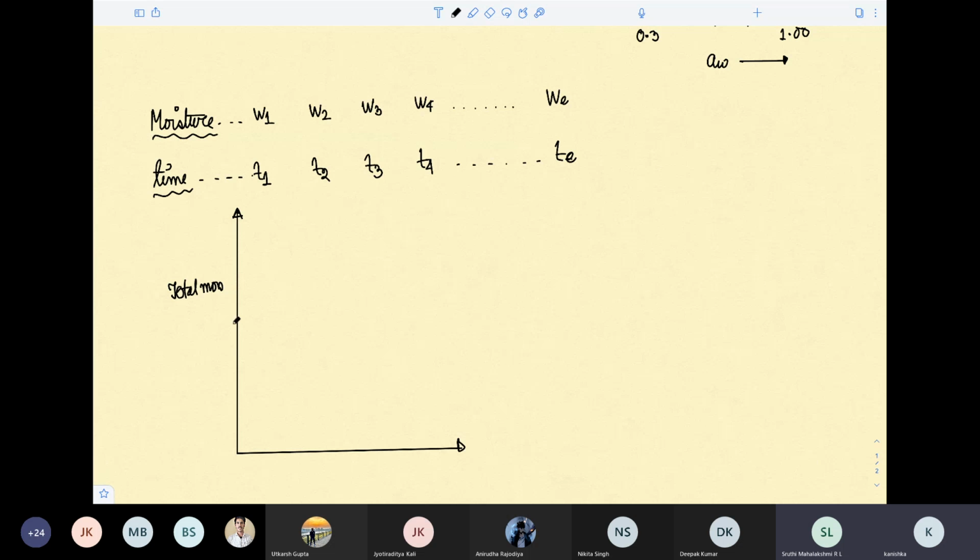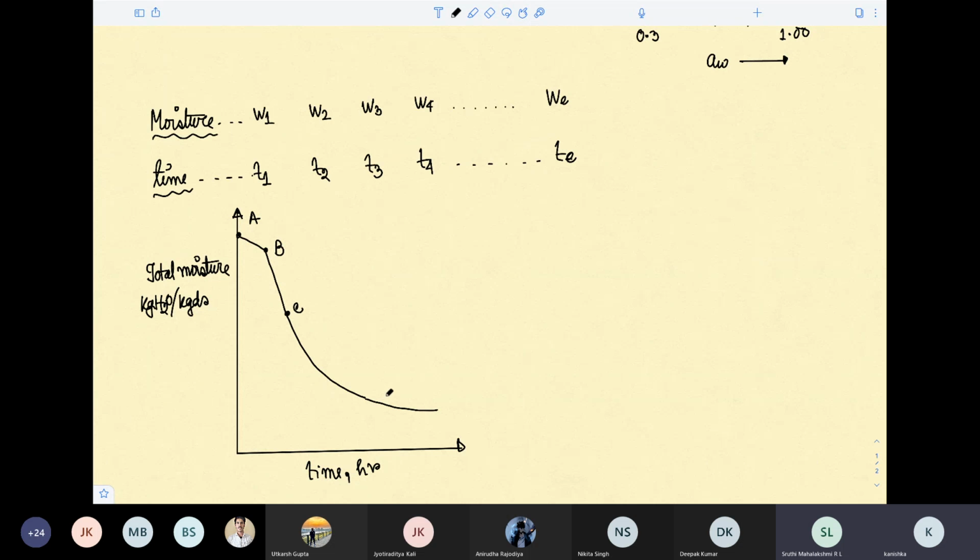Total moisture. Let's say this is in dry basis, kg H2O per kg dry solid. This is in the x-axis. We have time in hours. So the way it looks like, I will explain what those points are.